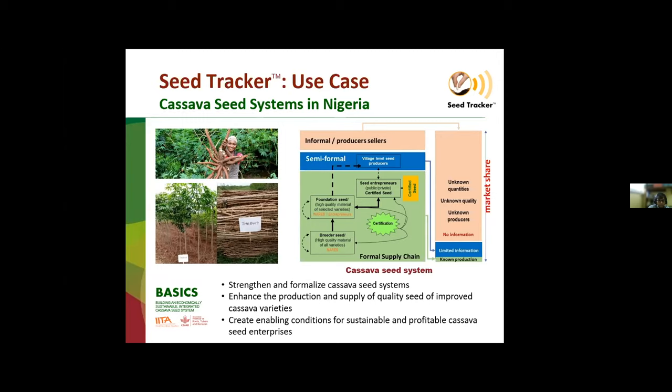However, the contribution of the formal seed system to the overall seed market is meager compared to the semi-formal or informal producers who dominate the production and marketing. The challenge with this situation is that the bulk of the seed production and supply is obscure. The BASICS project, commissioned with phase 1 in 2016 and phase 2 since 2020, is working to strengthen and formalize cassava seed systems to enhance the production and supply of quality seed of improved cassava varieties and create enabling conditions for sustainable and profitable cassava seed enterprises.